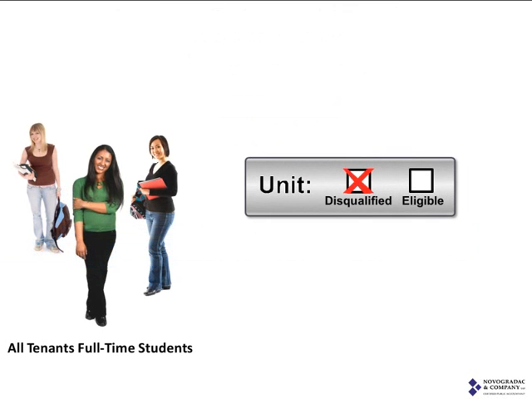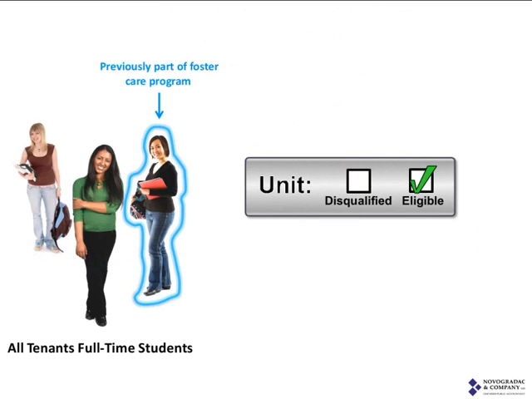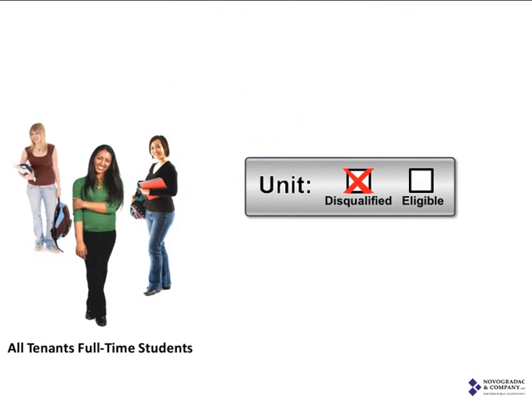So we have these 3 full-time students here. Obviously, our unit's disqualified because they're all full-time students. But now we have one of our tenants who was previously part of a foster care program. Now this household is eligible because we have one tenant meeting one of the requirements. Back to all full-time students, who are disqualified.